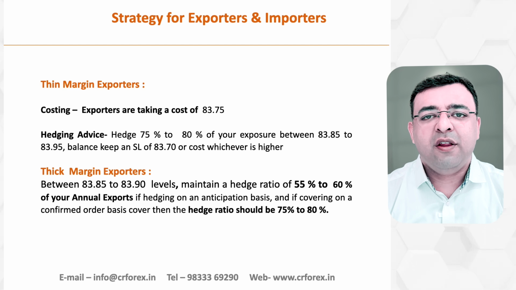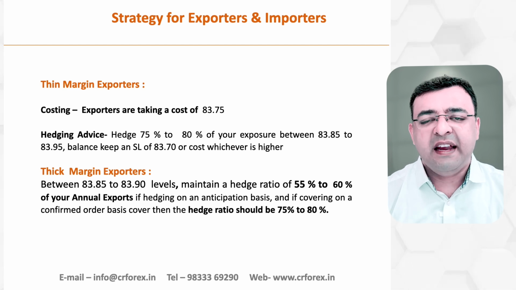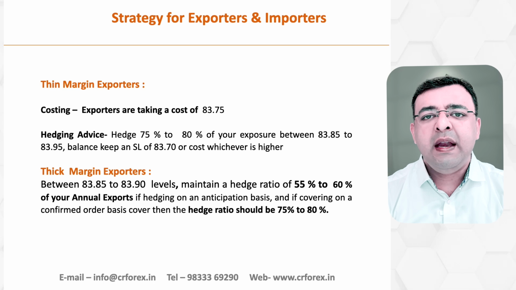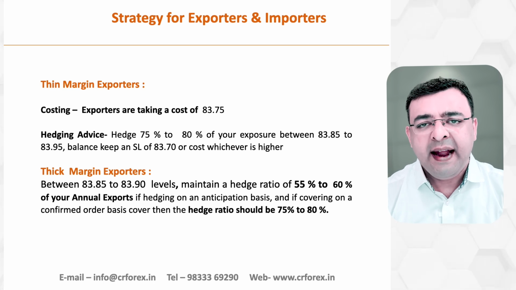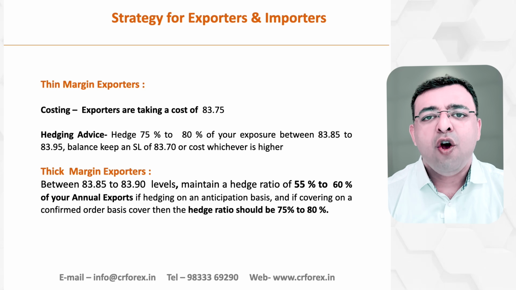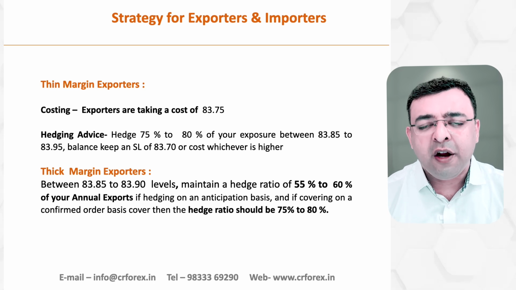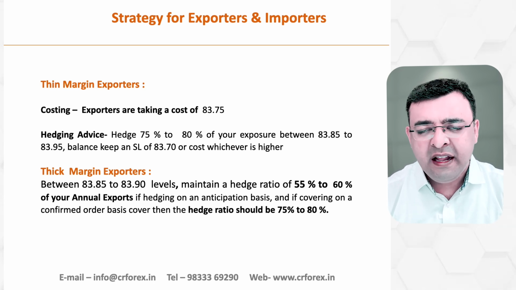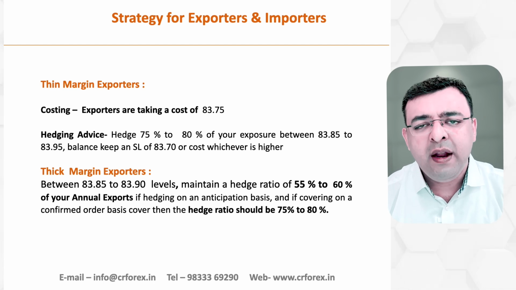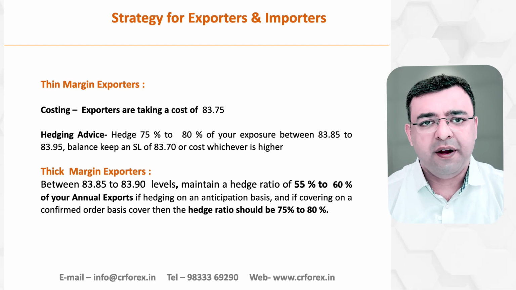Now let us discuss strategy for thick margin exporters, like textile exporters or engineering exporters. We would suggest that between 83.85 and 83.95 they can cover 55 to 60% of their annual turnover if they are hedging on an anticipation basis. If they are hedging on a confirmed order basis, they should cover 75 to 80%.